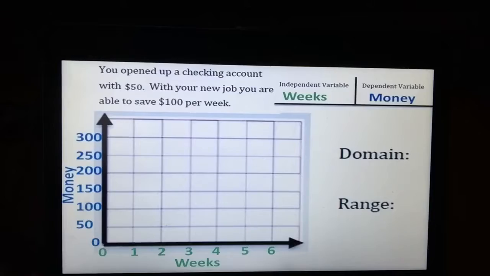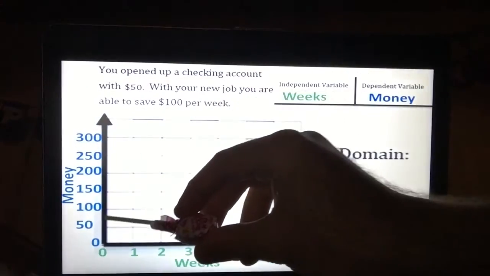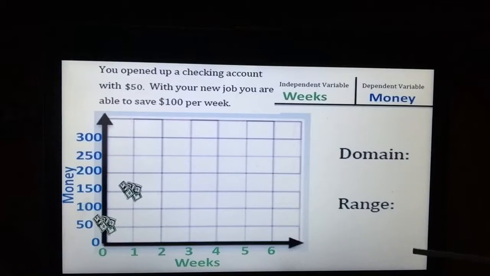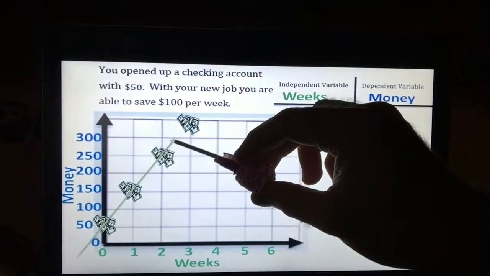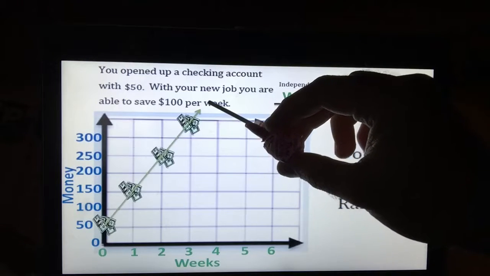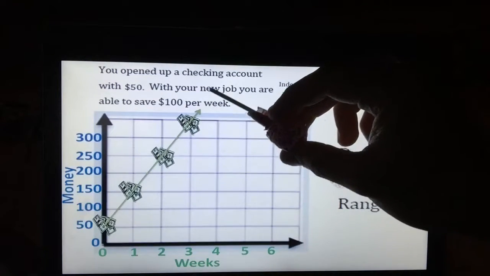All right, now since this starts at 50, that means right in the beginning at 0, we have $50 in the account because that's when you started the account. All right. Now, if you were to add $100 after 1 week of working, that would put you at $150. You do that again, you'd be at $250. You do it again, you'd be at $350. So this is going to be a line, and I am putting a little arrow on the end of this line, as you can see right here. So this is going to go up and to the right forever.